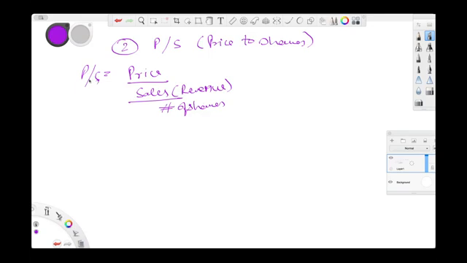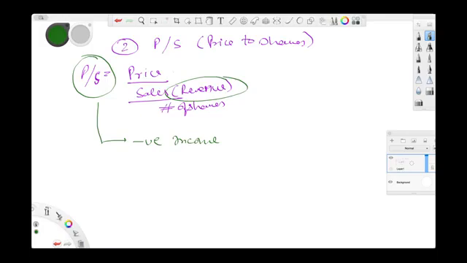Now, P by S should be used for companies which have negative income. Because if the company's earning is negative, then what we can use is the revenue or sales number. And that makes sense. Every company will have a positive revenue, definitely.